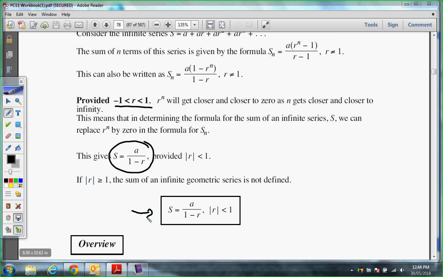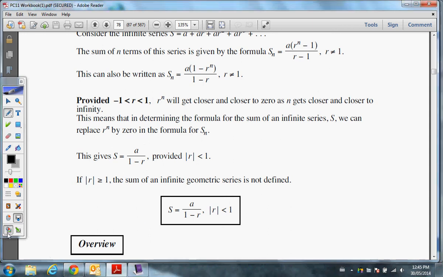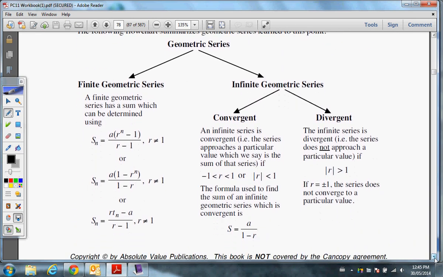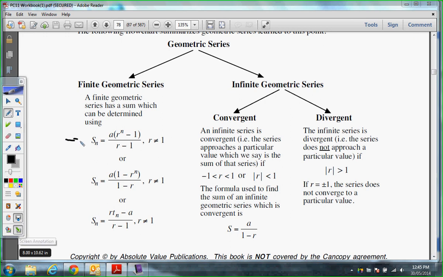All right, so going through a little flow chart here could be helpful. Geometric series in general, we have two types. We have finite, where we use the formulas we've learned yesterday. So we use either this one or this one. That just reverses the inside, which is okay. Or if we don't know the term, we use this one. That's if we have a finite geometric series, which means it has an ending point. If it's infinite, it goes on forever, we have two options, convergent or divergent.